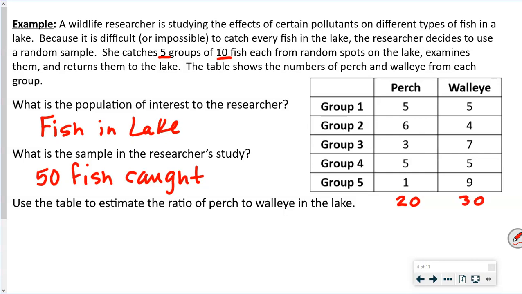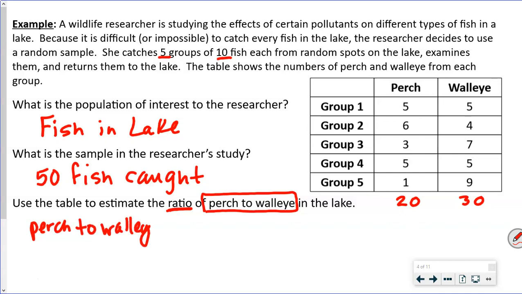So then it says use the table to estimate the ratio of perch to walleye in the lake. The words are really important right there, and the order that these words are in is also important, because that's what tells us which comes first and which goes on top. So we're talking about the ratio of perch to walleye. We can also write this as perch over walleye.